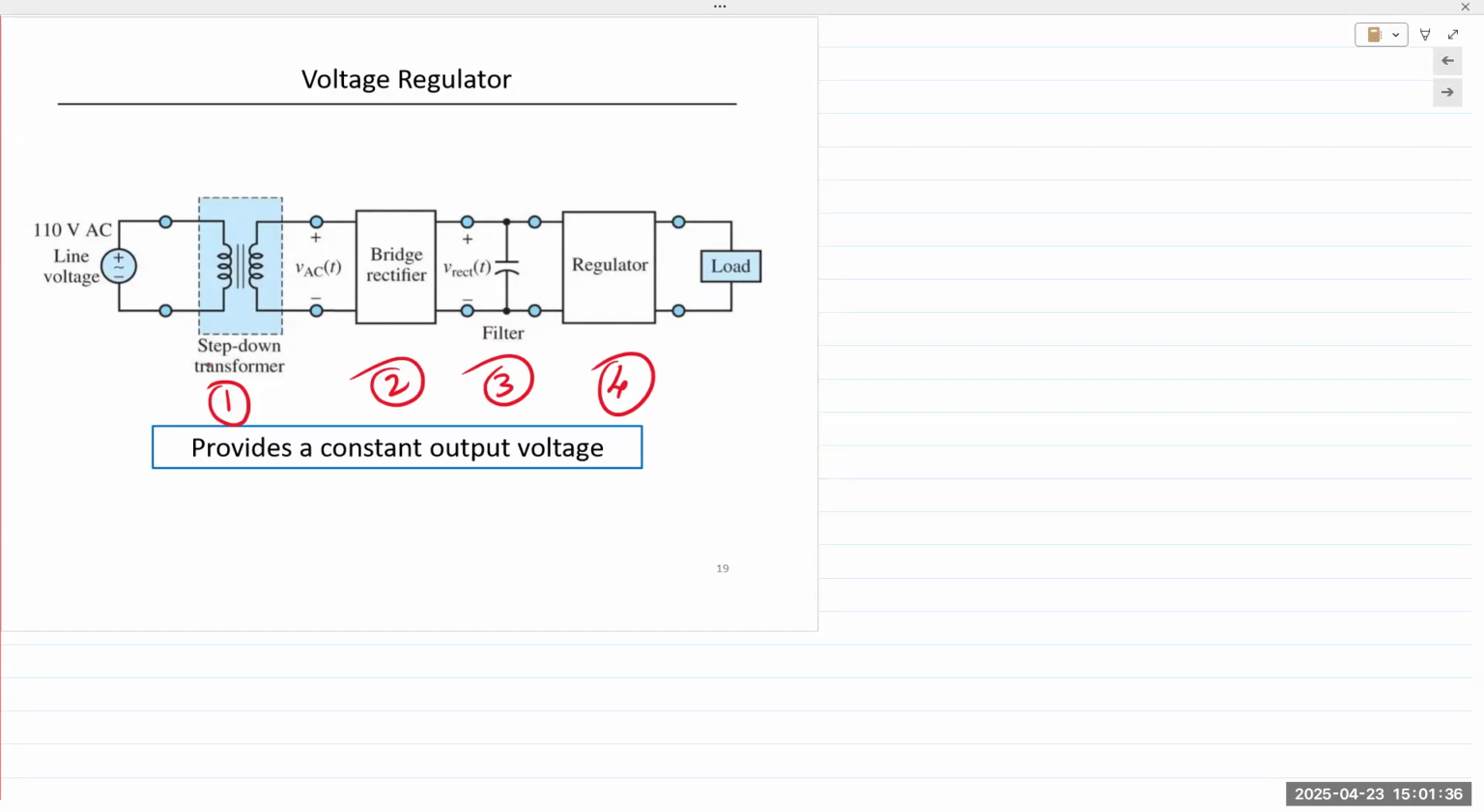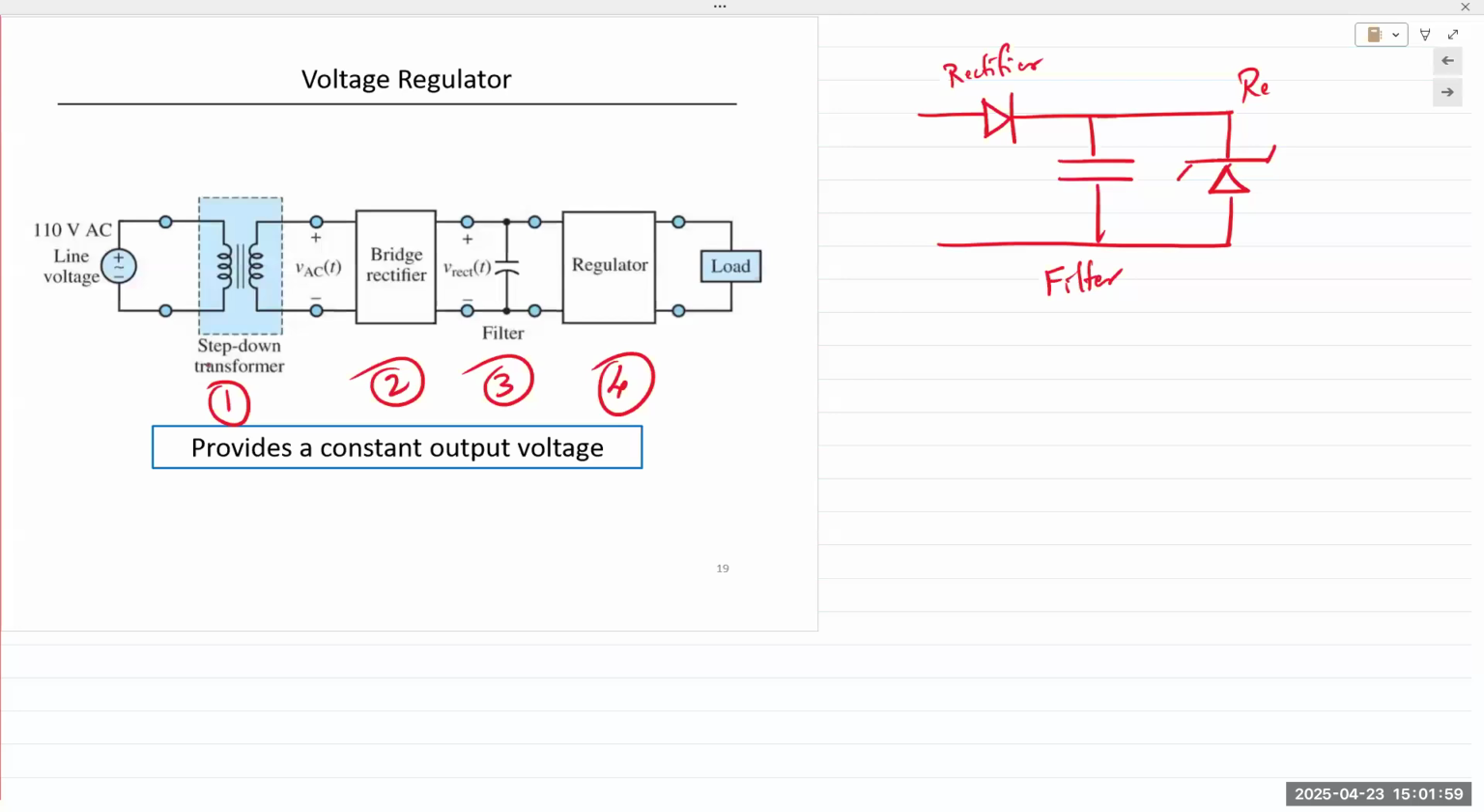The components could be as simple as this: 1 diode rectifier, 1 capacitor filter, and 1 Zener diode regulator. This is the rectifier. This is the filter. And this is the regulator. And that's your V out.